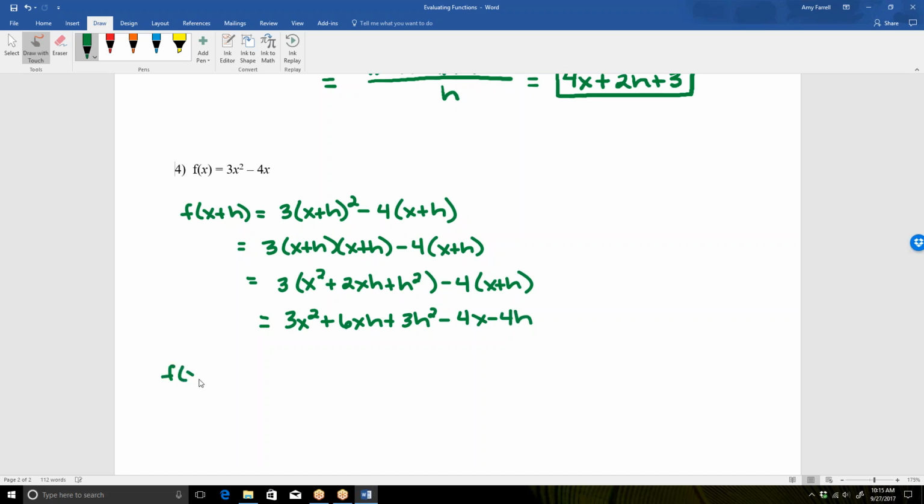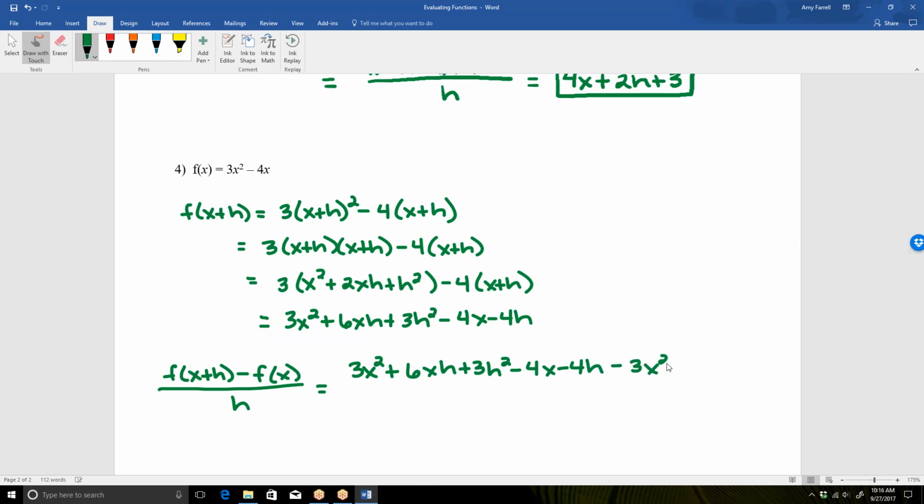Okay, so my difference quotient is f of x plus h, which I just found. Then I'm going to subtract f of x, haven't done that yet, and then divide by h. Okay, so I'm just going to copy, here's my f of x plus h. Okay, then I'm going to subtract f of x. Doing that now. And put it all over h.